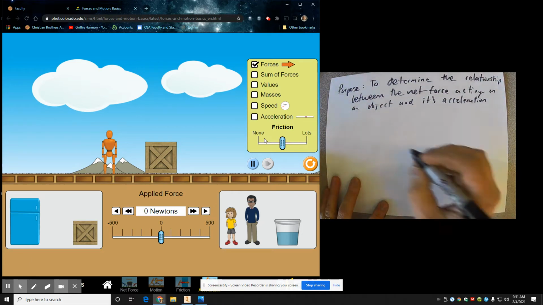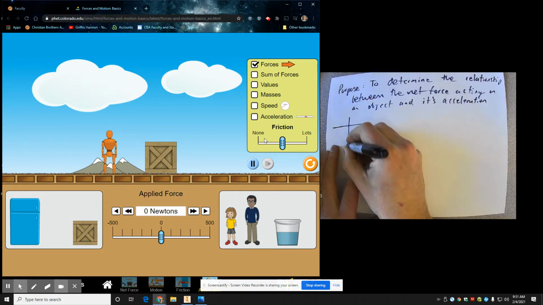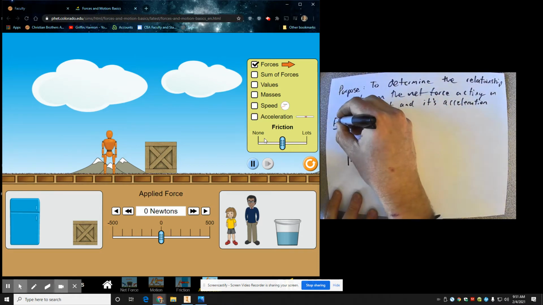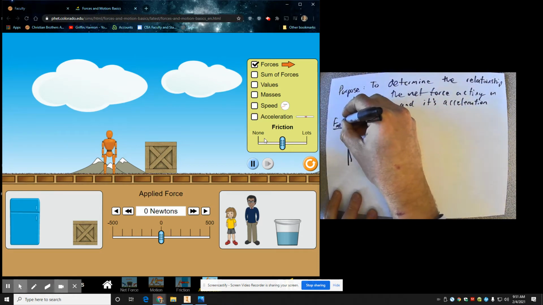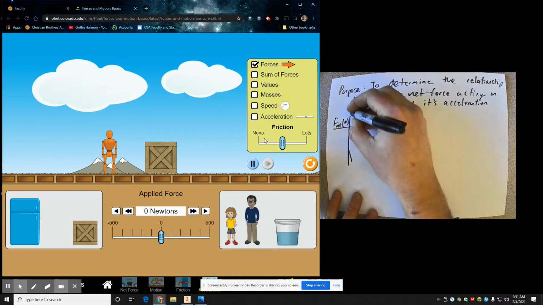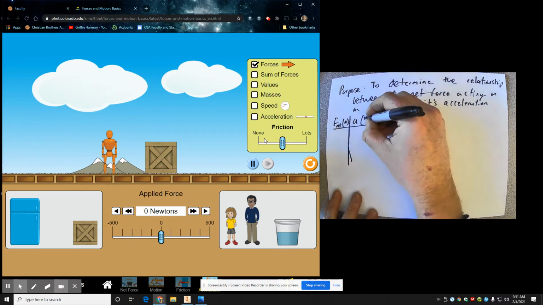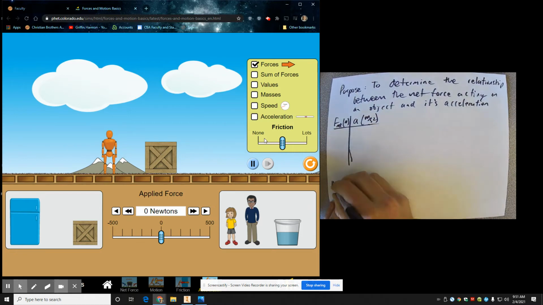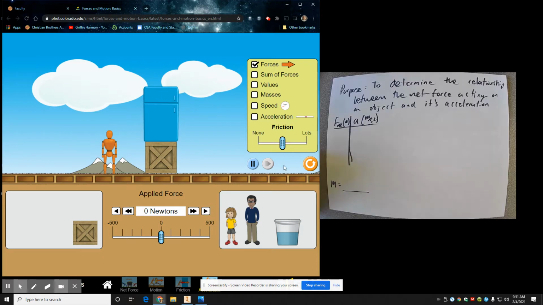So you make a data table. Gotta get a Sharpie here. This is going to be the net force in newtons, or the sum of the forces, and this is going to be the acceleration in meters per second squared. All right, record the mass. Keep that handy. I'll put the fridge on here and turn on everything. Sum of the forces, net force, that means the same thing.